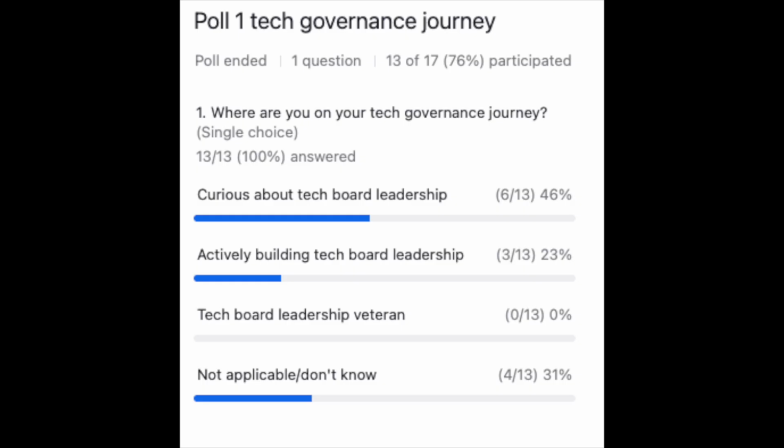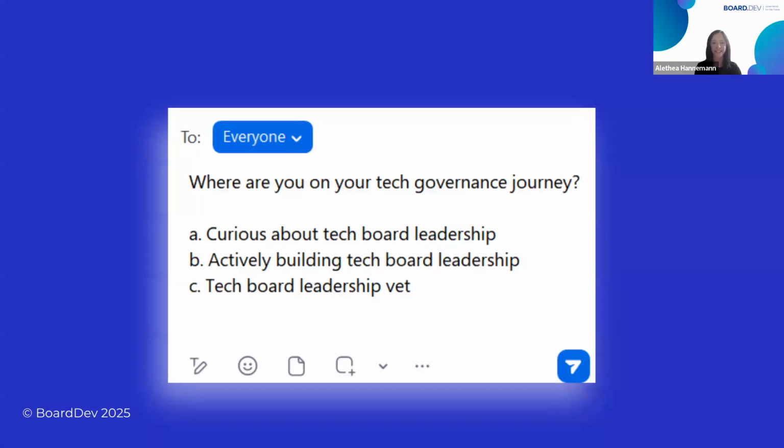Excellent. Well, thanks everyone for sharing on the poll. Looks like curious, building, and not sure. Great. Well, we will tackle all of those things as we get into this today. Well, and first, before we get into the how-tos, Carolyn walked us through what we're going to be learning today, including how tech leadership looks on a board, what type of tech leader you might need and how to find them.